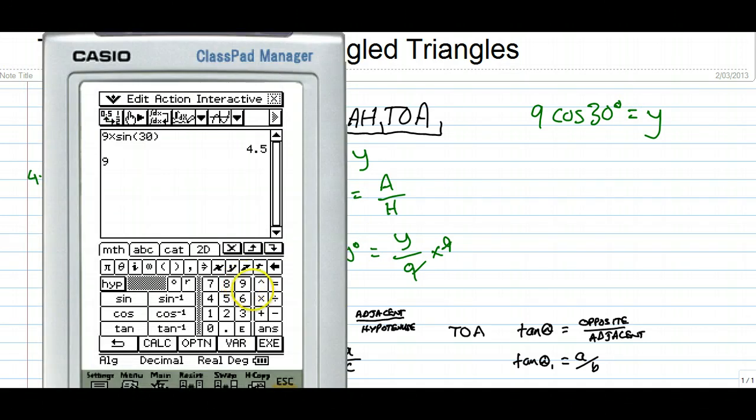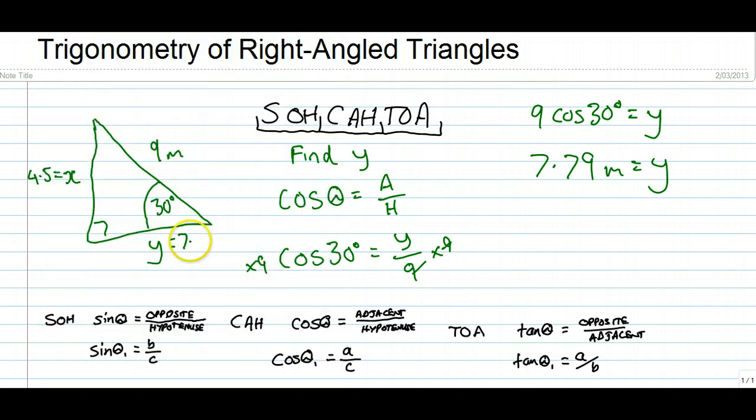So we'd have 9 times cos 30, close bracket, and enter, and it comes out to 7.794 meters equals y. So there we go, we've got all three sides of that triangle now. And obviously if we'd had an equation where we knew either the opposite or the adjacent but not the other one, and we knew the angle, we would have used tan.